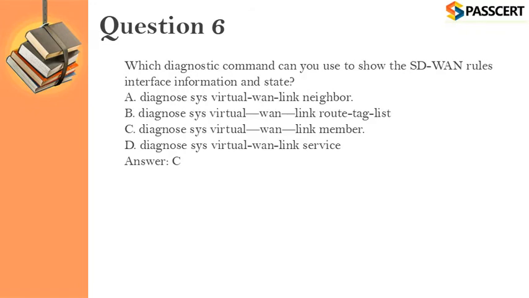Question 6. Which diagnostic command can you use to show the SD-WAN rules interface information and state? A. diagnose sys virtual-wan-link neighbor. B. diagnose sys virtual-wan-link route-tag-list. C. diagnose sys virtual-wan-link member. D. diagnose sys virtual-wan-link service. Answer: C.